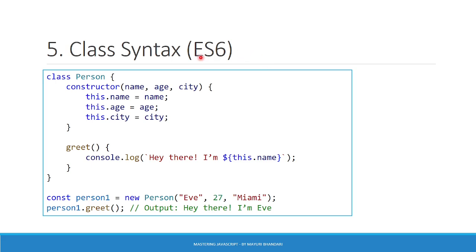Which is introduced in JavaScript ES6. This method makes object creation even more structured and readable. This works similarly to the constructor function but looks cleaner and follows traditional object-oriented principles. Inside class, we define a constructor that initializes properties and we can also add other methods like greet. Let us see how this runs.